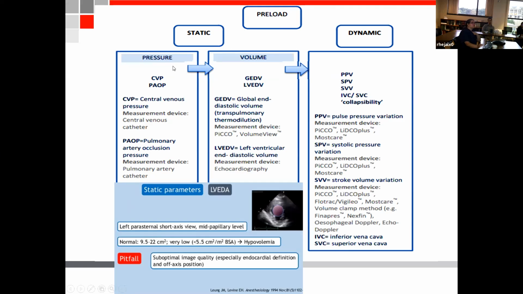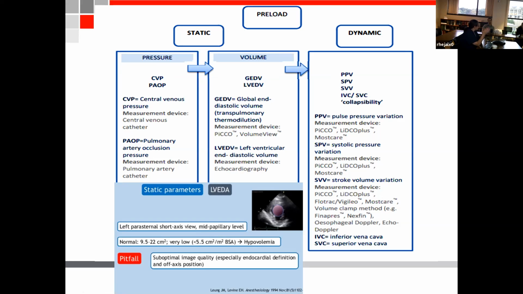Static parameters are when you try to make a statement about the central venous pressure or the pulmonary capillary wedge pressure, both of which are not necessarily adequate tools because they've proven over time that they are not true preload, unless they are ridiculously low, meaning that every time you breathe, your CVP goes below zero. That's one thing.